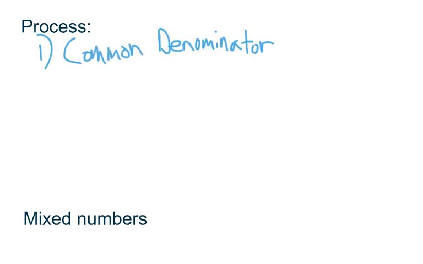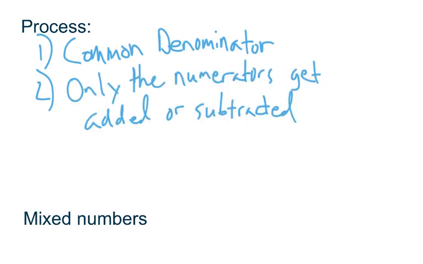So let's talk about the process that we're going to need for adding and subtracting fractions. The first part is by far the most important, and that is that you have to have a common denominator. Once you have a common denominator, you can then combine your numerators. And so that leads to the second point I want to get across, which is that only the numerators change. To be more precise, only the numerators get added or subtracted.